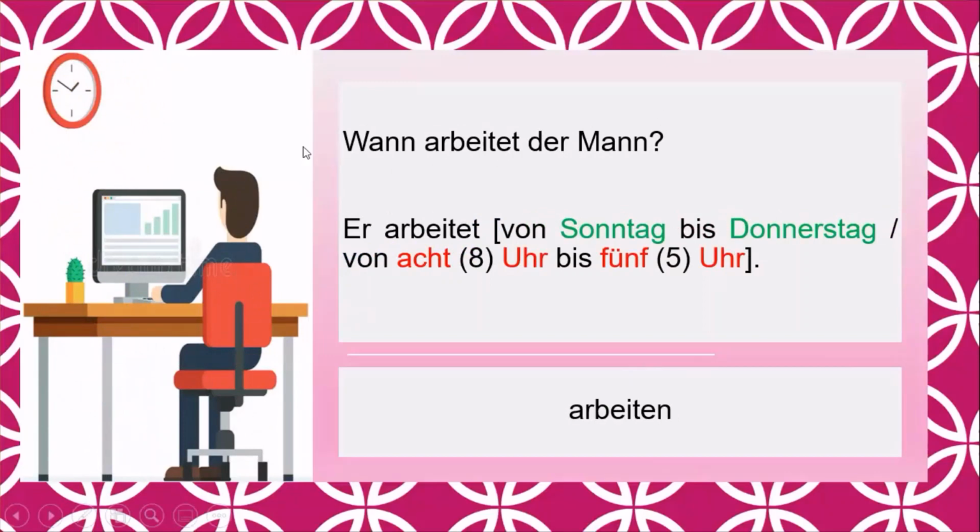Moving on. Wann arbeitet der Mann? So the verb arbeiten, which is to work, is again a regular German verb. Der Mann or simply he arbeitet von Sonntag bis Donnerstag, from Sunday till Thursday, or you can say arbeitet von 8 Uhr bis 5 Uhr. He works from 8 o'clock till 5 o'clock. Now you can also combine both of these possibilities in one whole sentence: Er arbeitet von Sonntag bis Donnerstag von 8 Uhr bis 5 Uhr.